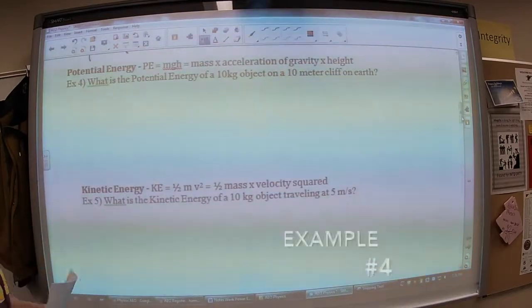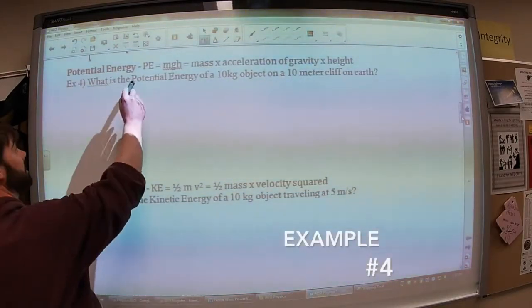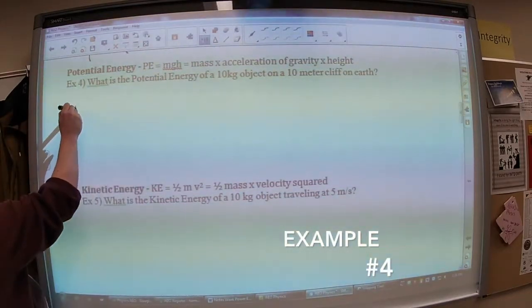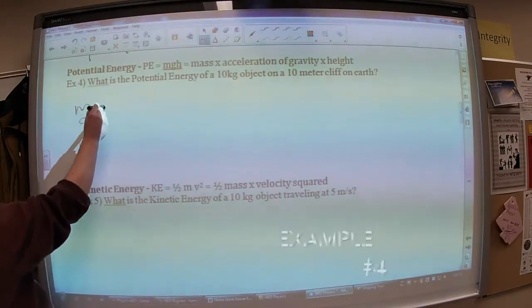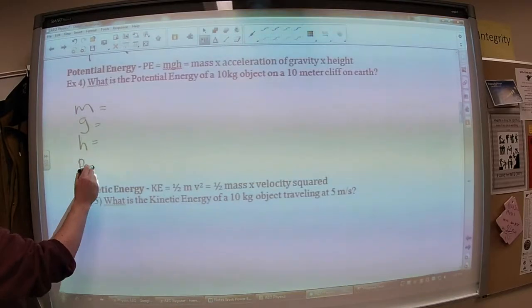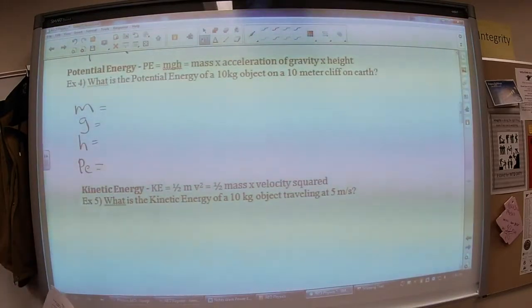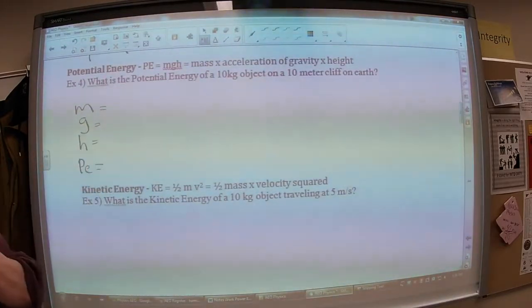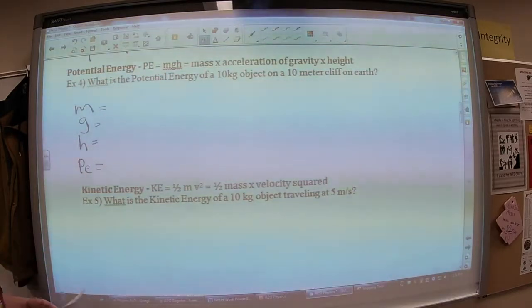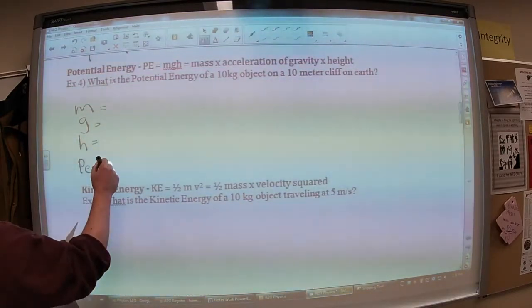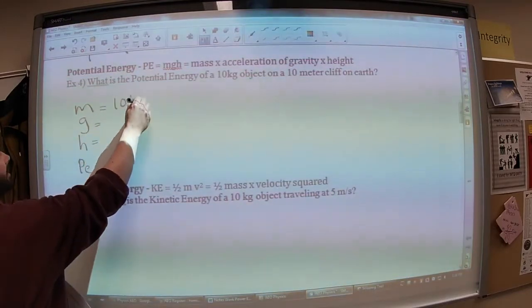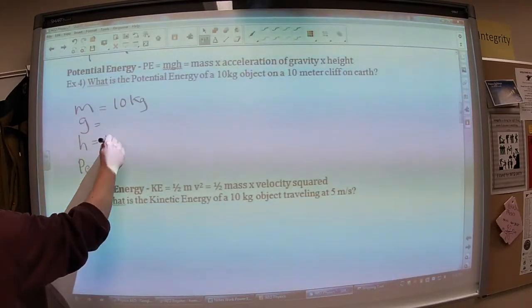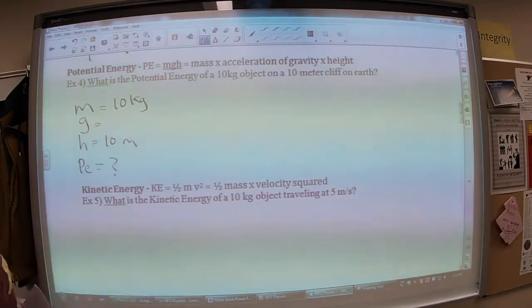How do we calculate gravitational potential energy? The equation up here says mass times gravity times height will tell us potential energy. So we simply want to list all of our variables, and then we'll solve for the unknowns. So what do they give us in this situation? A 10 kilogram box is sitting on a 10-meter cliff. So we have a mass of 10 kilograms. We have a height of 10 meters. The potential energy is unknown.